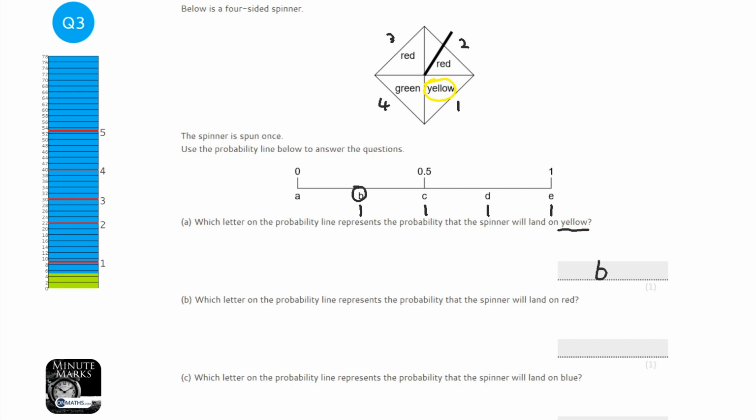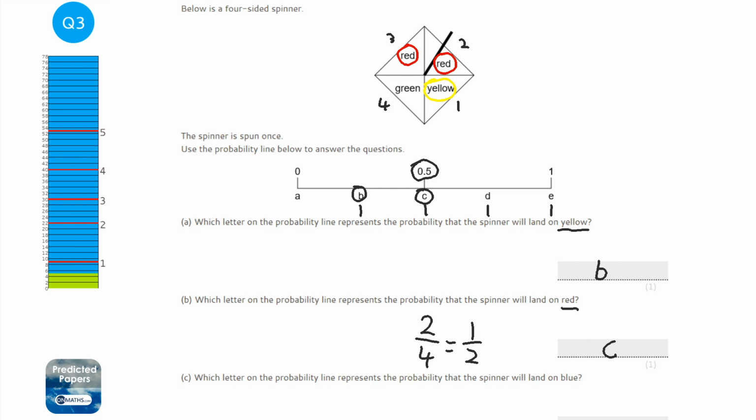Which letter represents probability of landing on a red? So we have 2 reds there. So that's going to be 2/4. So we've got 1/4 and 2/4 would be at C. Now 2/4 is the same as a half, which is what the 0.5 there is.